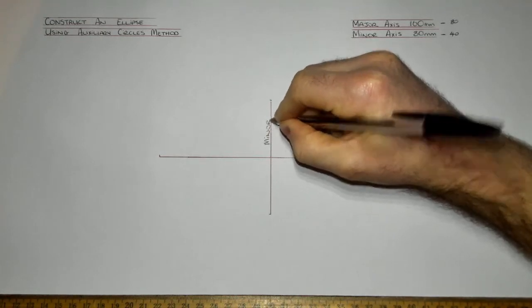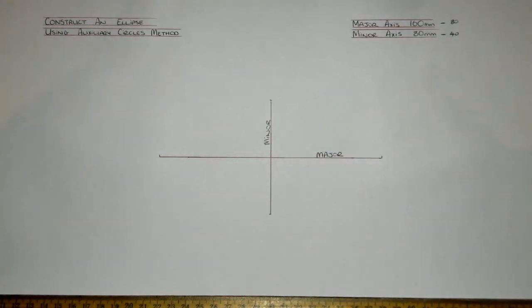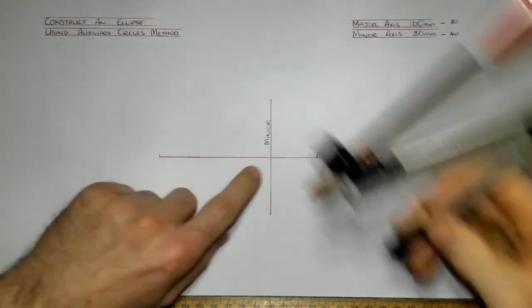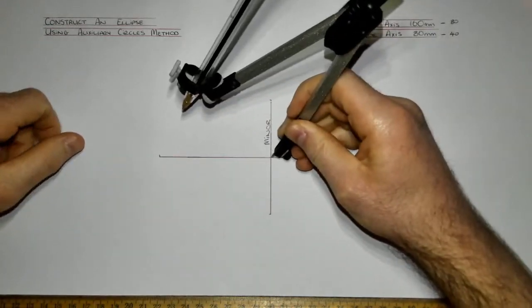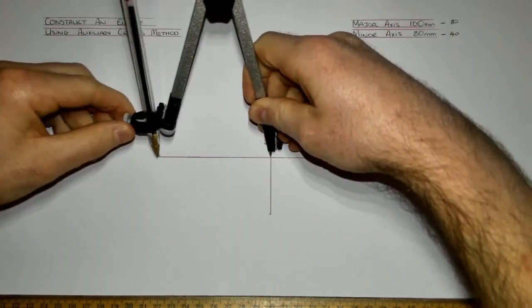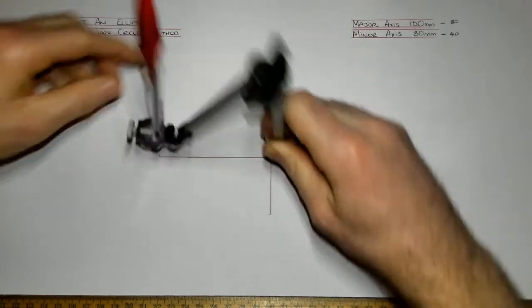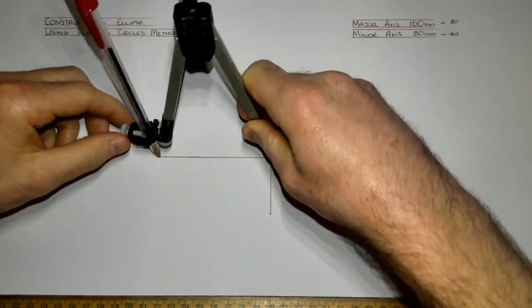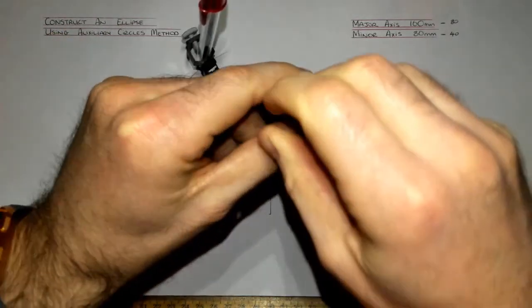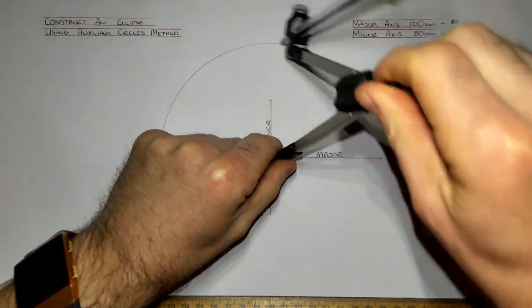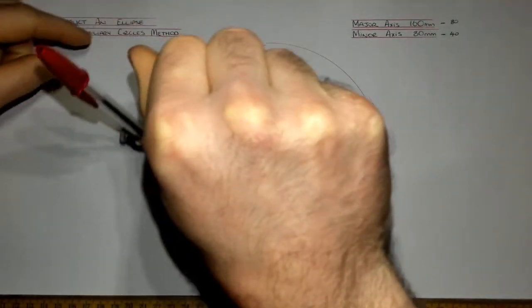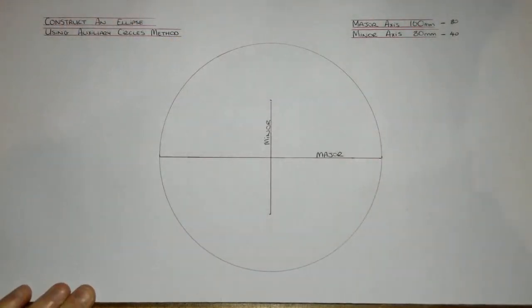Now, usually what you do with the major and the minor axis is you put in what's known as your major and minor auxiliary circles. With this as my center point, and out to my major axis radius, which is 80 millimeters, which we worked out here, the distance from here to here is 80. I'm going to draw in my major circle, or my major auxiliary circle. Okay, there we have our major auxiliary circle.